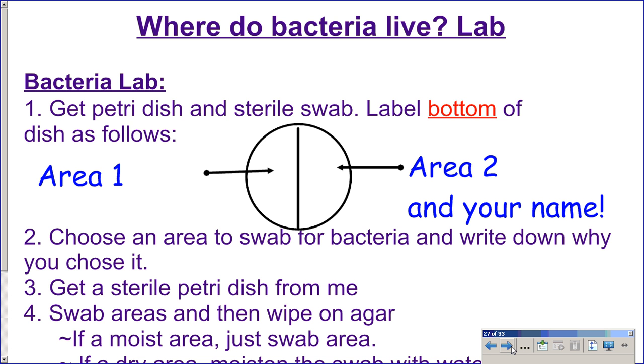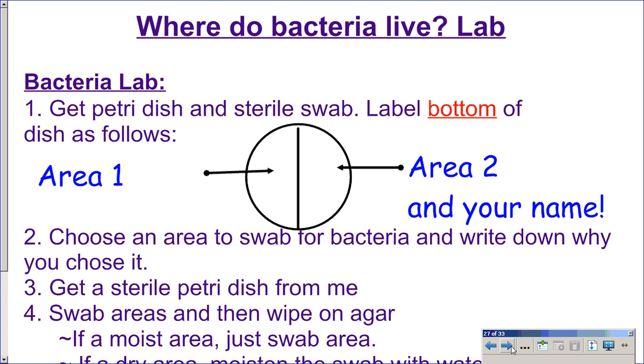So you're going to take a sterile, meaning clean, cotton swab. It's just literally a Q-tip, okay? If you want to test like the surface of the desk, well, that's dry. So you're going to take the Q-tip and put a little bit of water on it, wipe it on the desk, and then you're going to really, really lightly open up your petri dish and just take the Q-tip and wipe it on the agar.